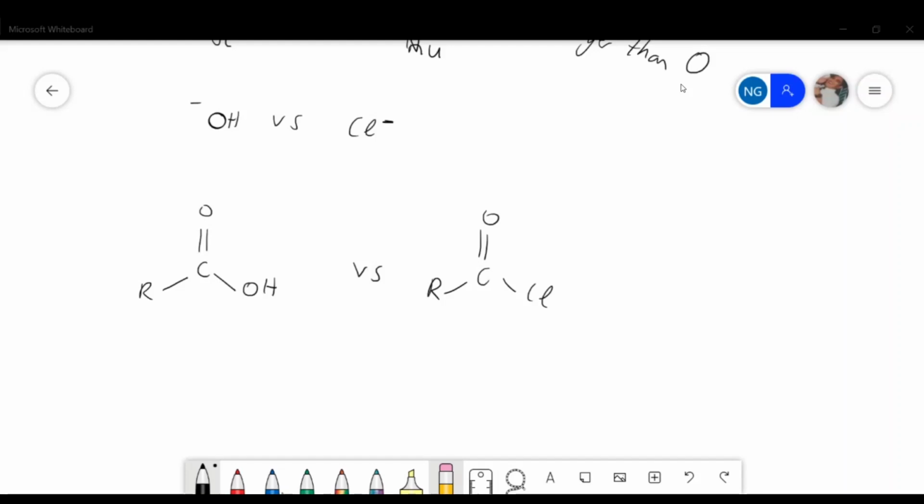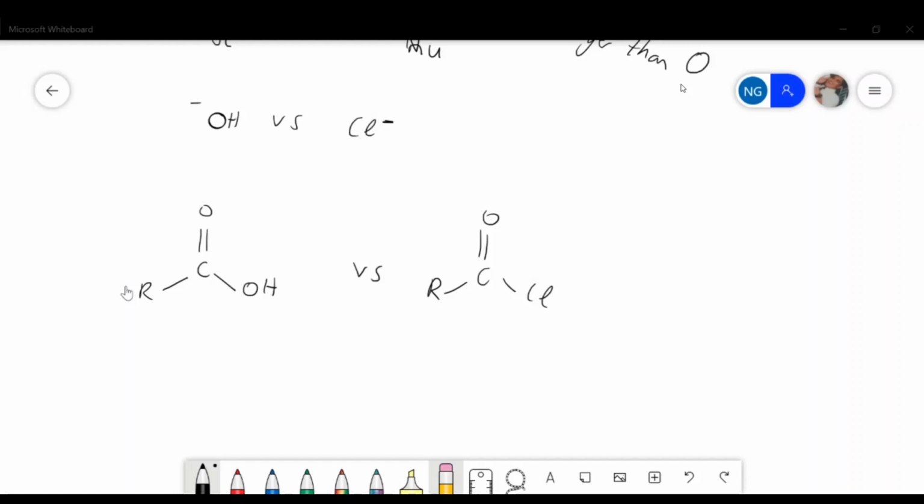It's because your CO minus can be kicked out more easily. That explains why for esterification, it's so much easier to do esterification with an acyl chloride than with a carboxylic acid. Do you guys get that? It's more reactive because the CO minus can get kicked out more easily. That's why it can react with water and stuff.